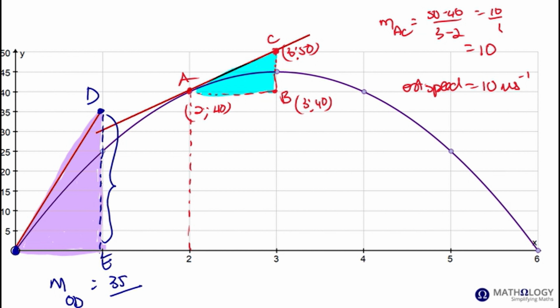And E is at 1. 1 minus 0 is just going to be 1. So it's going to be 35. So the estimated speed at the origin is 35 meters per second. Now you'll notice that this is a quadratic curve. This OD is a much steeper line than AC. It makes sense because the steeper the line is on a distance time graph, the higher the velocity. The steeper the graph, the higher the gradient.